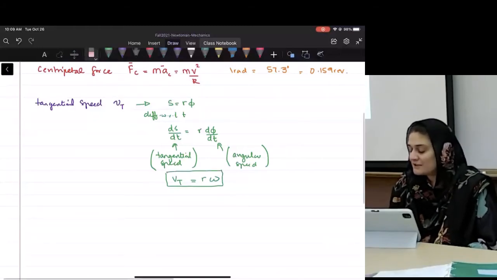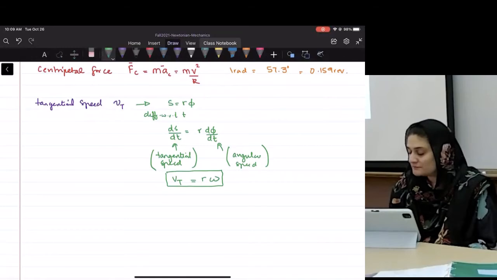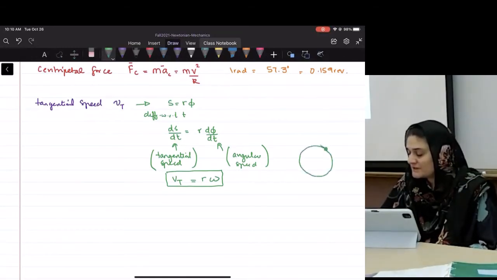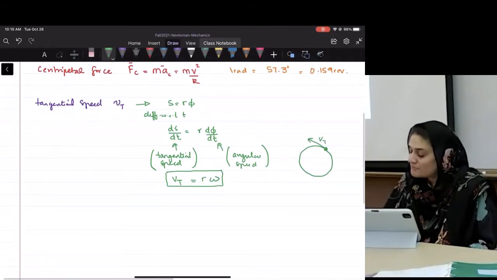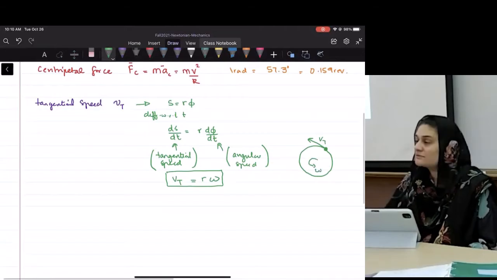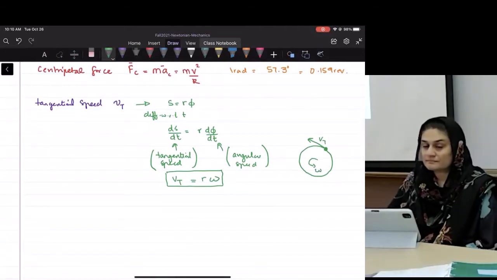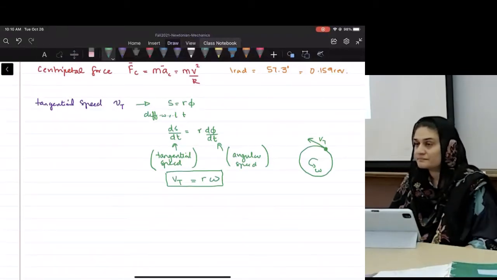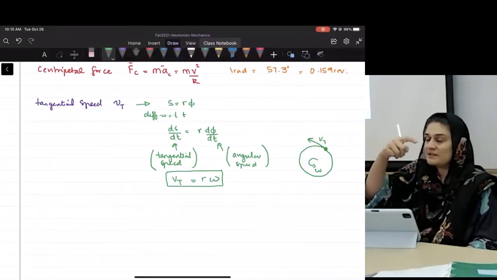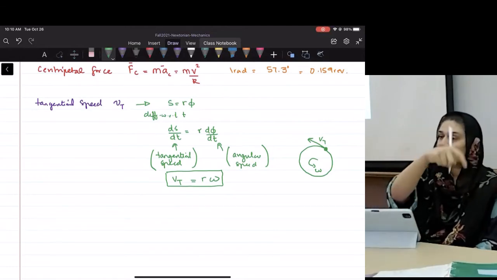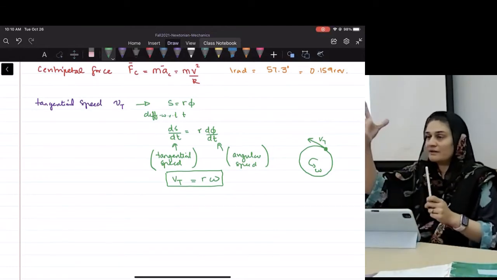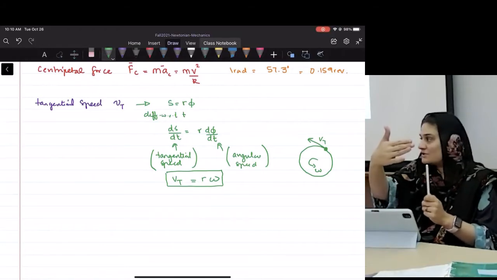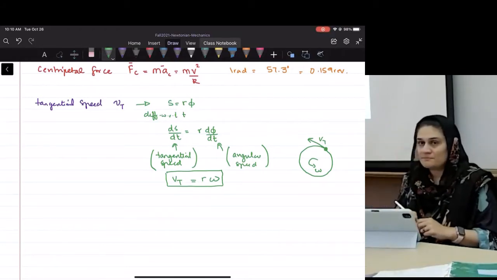where Vt, be very careful, if this is my circle, Vt is the tangential velocity, and omega is how much this goes around. It's the sweep as it goes around. Whereas tangential speed is the speed that it wants to go away from it. So if you let go of it, it will go tangentially away. Good?